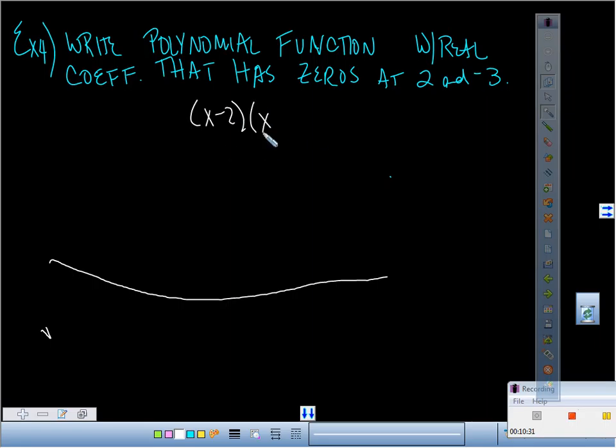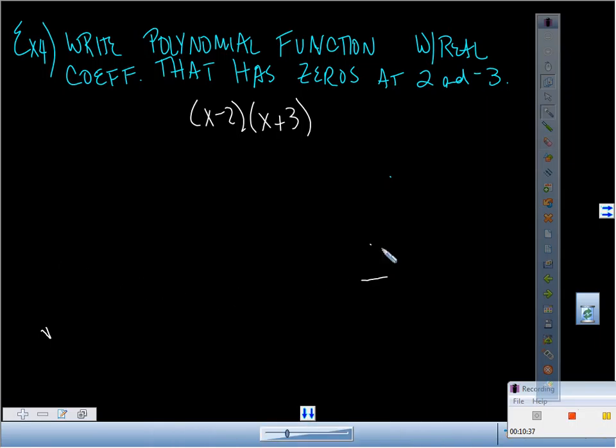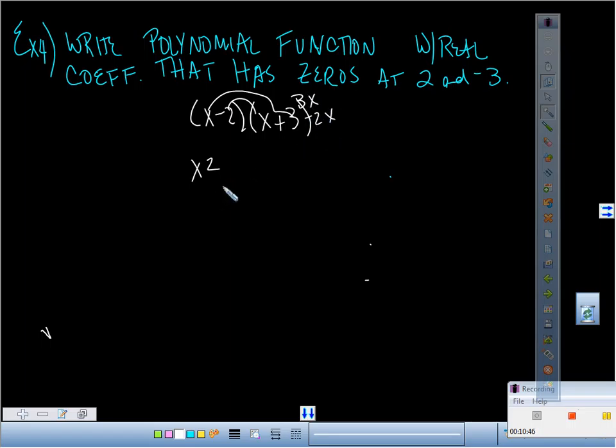All right, so x plus 3. And then you're just going to multiply these. What method you're going to use? The FOIL method, which is first times first gives you x squared. What do the outers give you? 3x. And the inners? Negative 2x. What's 3x minus 2x? Plus x. And last times last? Minus 6. So this is my function.